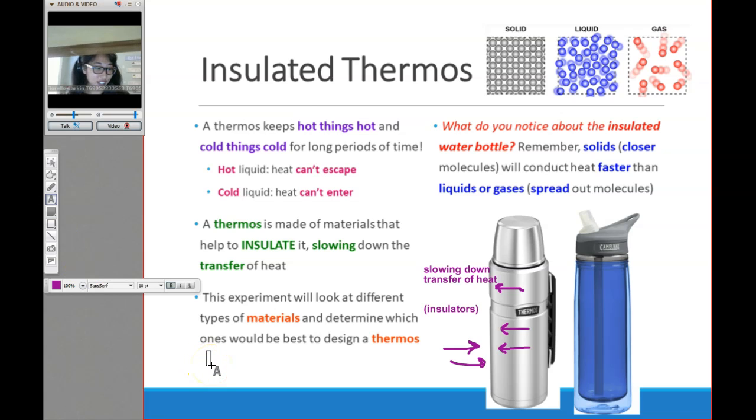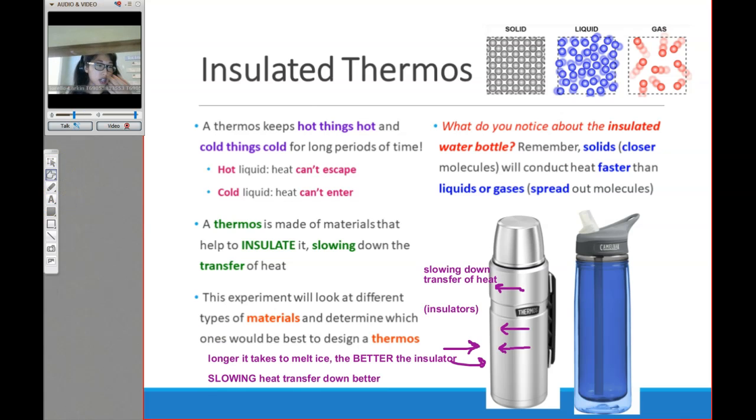Yeah, absolutely, Jared. Absolutely, Antonio. Yes, the longer it takes to melt ice, the better the insulator, because it's slowing heat transfer down better. Give me a smiley face if that makes sense. Okay, so today you're going to be trying to figure out which ones take the longest before the ice melts, and those are the ones that you absolutely want for your lab.